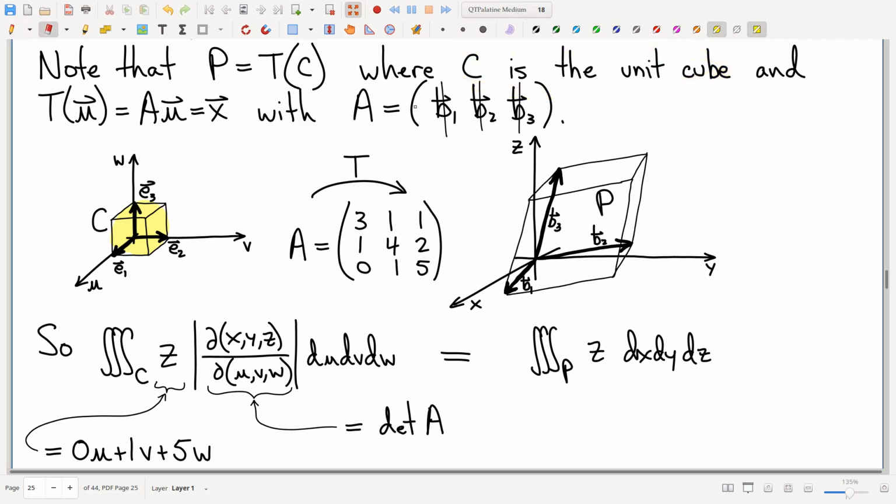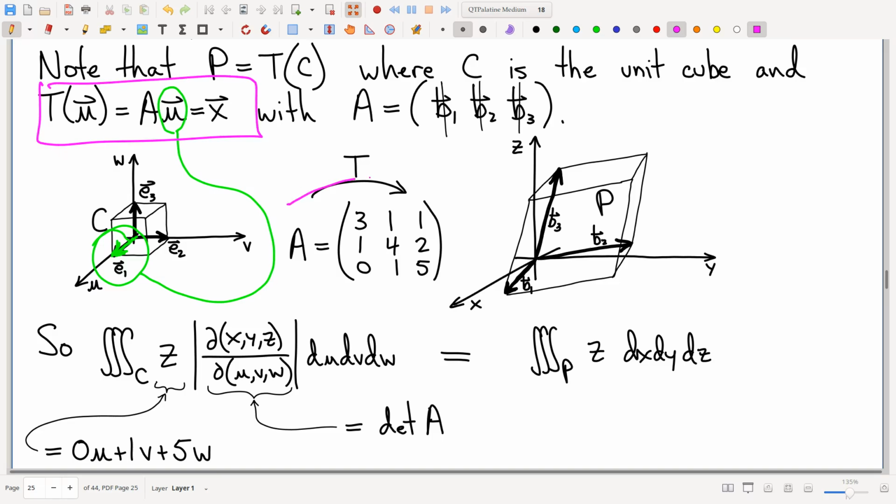Let's think about the edge vectors of the unit cube. The edge vectors of the unit cube, for example, I have E1 here. That's the first edge vector. Where does that edge vector go to? What's its image over here in XYZ world? Well, that's an input vector. It's going to go right in there. I'm going to compute by way of my function here. That is, of course, my change of variables function.